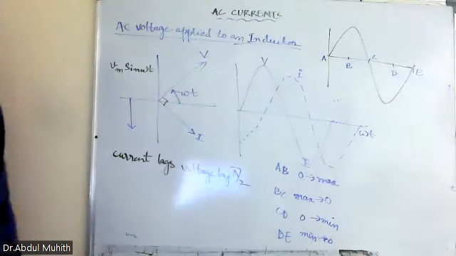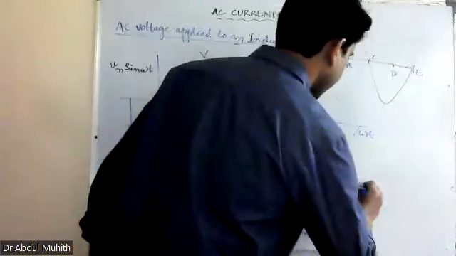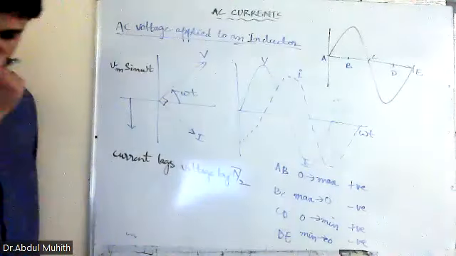Then what happens to the polarity? In the first case it is positive, then negative, again positive, again negative. The polarity is positive and negative.